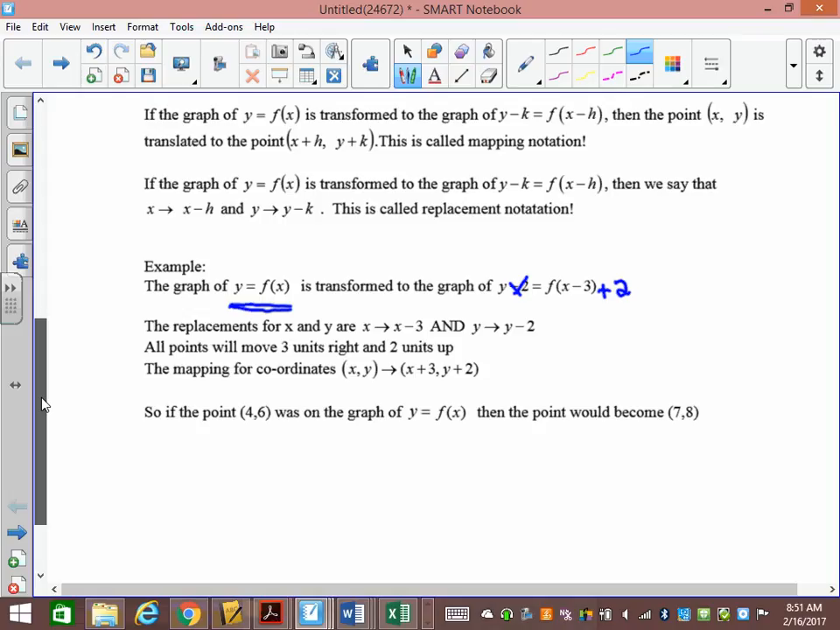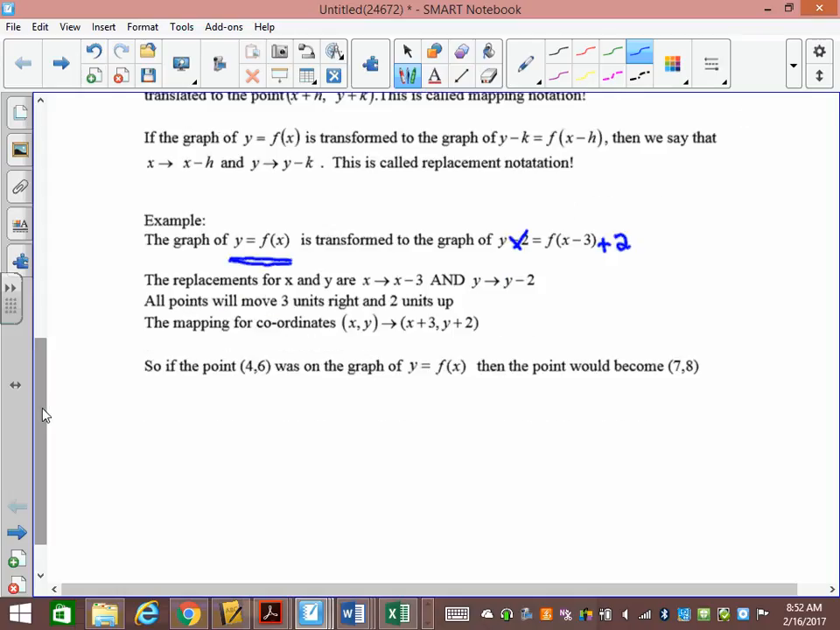So I'm going to go x plus 3 in my mapping and y plus 2 to go up. So if the point 4, 6 is on the original graph of f of x, then the point would become 7, 8 on the new one. Let's see. So our x, y point, our original point, is 4, 6. If I want to move points or graphs, I told you to use mapping, right? So our mapping suggests that we go x plus 3 because we move 3 to the right, and we go y plus 2 because we move 2 up.